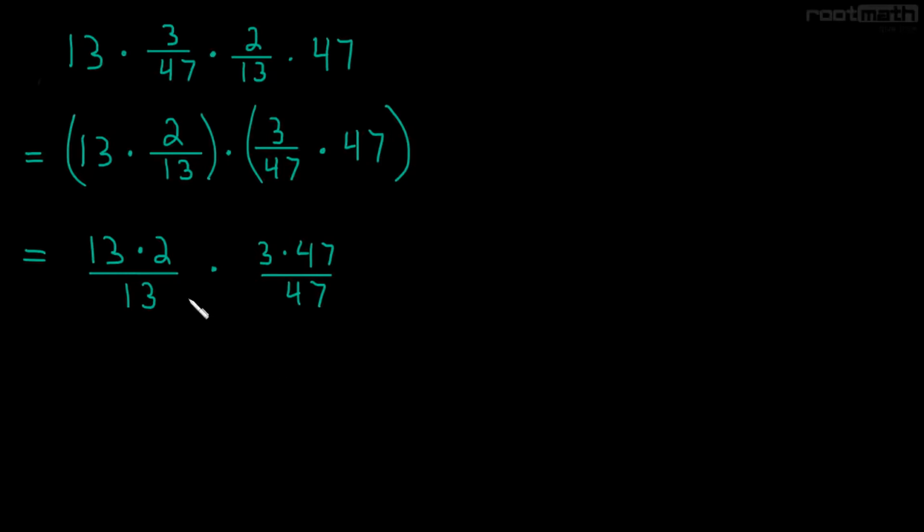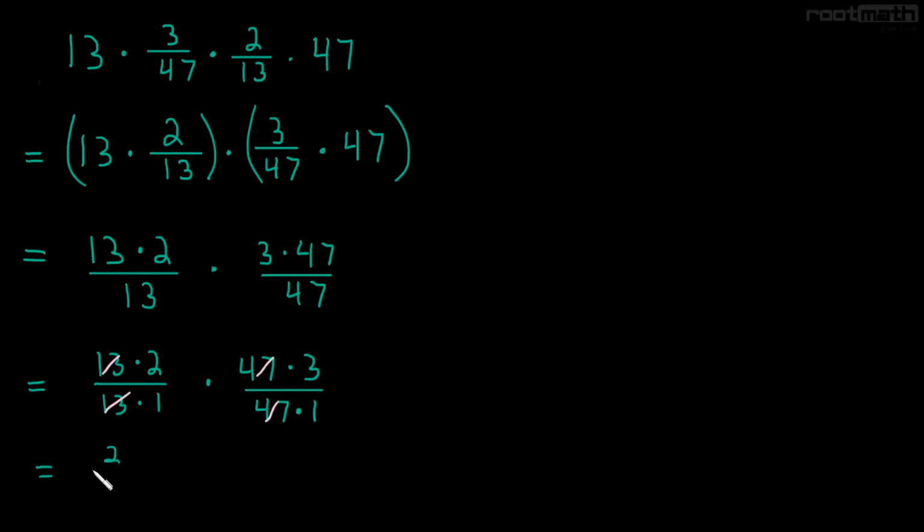And now we can just cancel. But since this is our first example, let's just go through one more step. So 13 times 2 over 13 times 1, right? 13 is the same as 13 times 1, so we'll just put that 1 in there. And 3 times 47 is the same as 47 times 3. And 47 is the same as 47 times 1. And now we're all set to cancel.